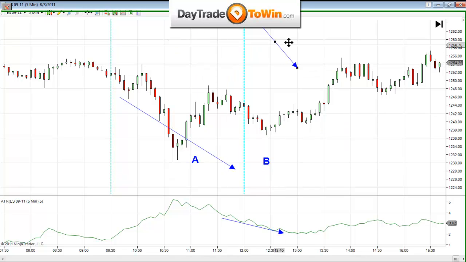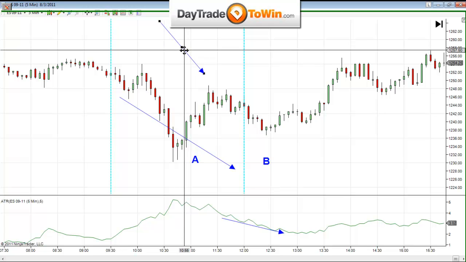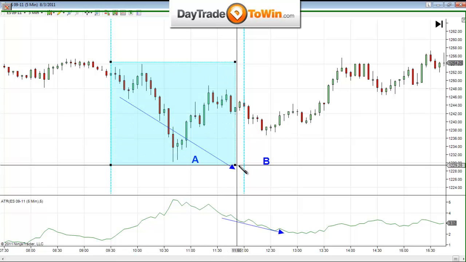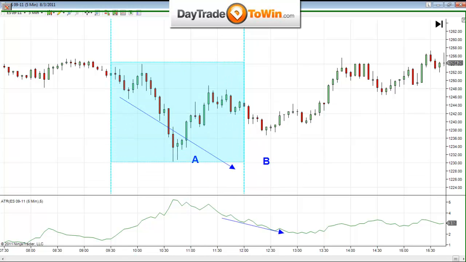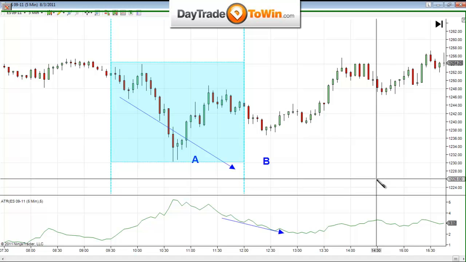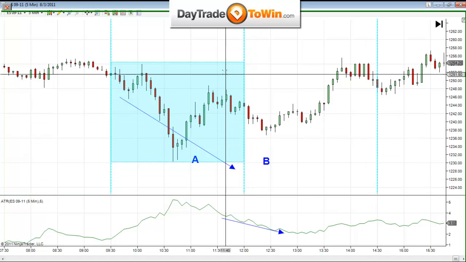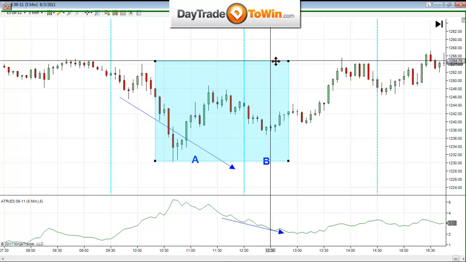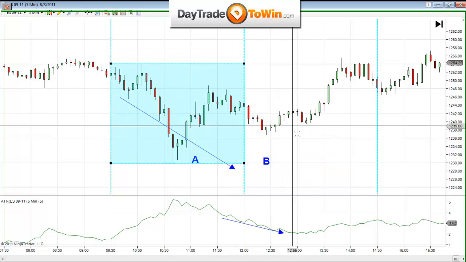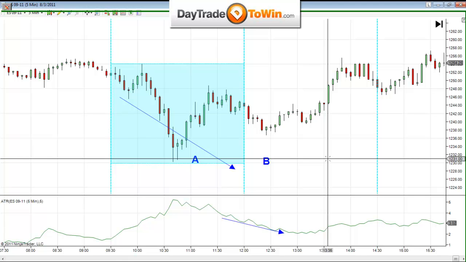B, I can't guarantee a move. What I can tell you is that 85% of the time, B will always be consolidated within the range of A. And so B is again 2.5 hours from 12 to 2:30. And so what do we have here? We have this same exact range occurring in B as it did in A. This is what the market does every single day, except on trending days.